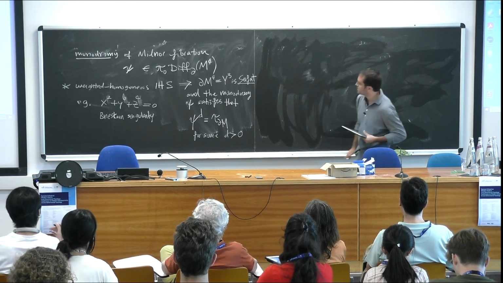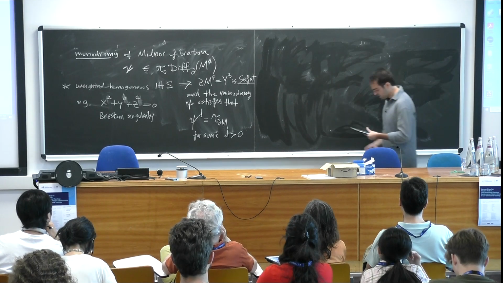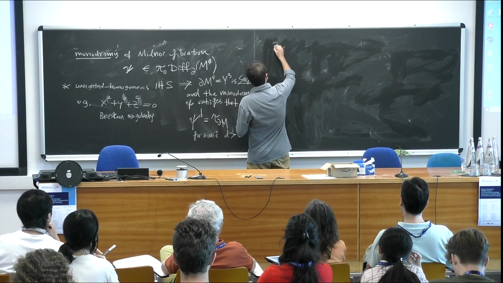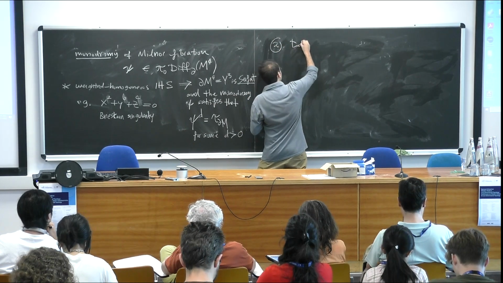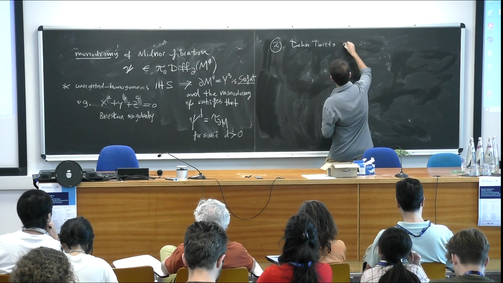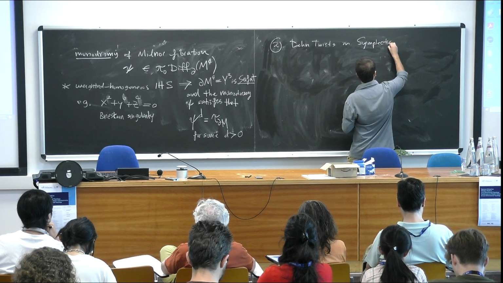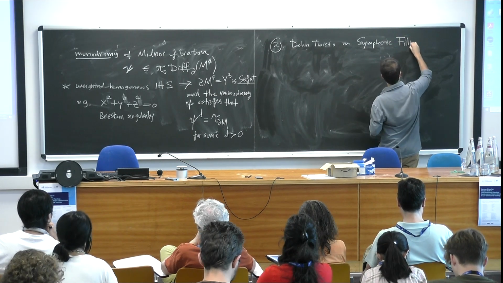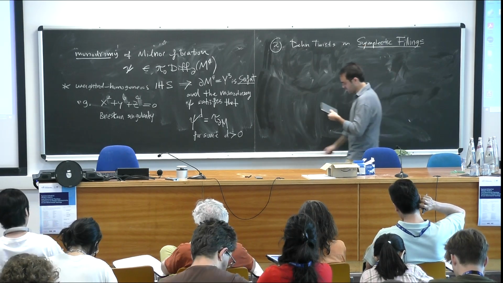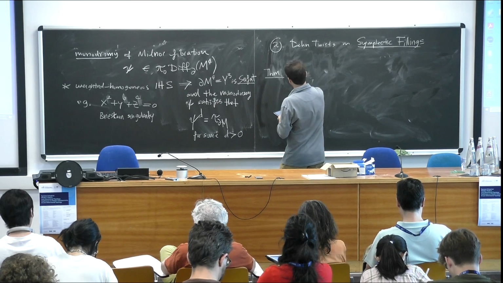More general than Milnor fibers, one might consider some arbitrary symplectic filling of a Seifert fibered space with a suitable contact structure. Let's look at Dehn twists on more general symplectic fillings. So here's the main result that I'll discuss today.